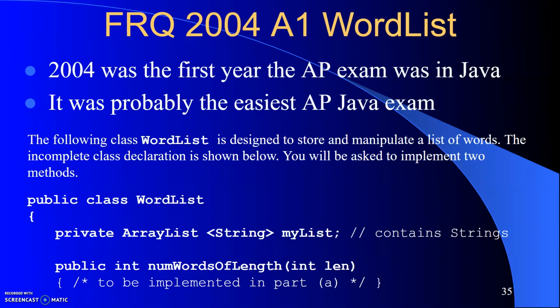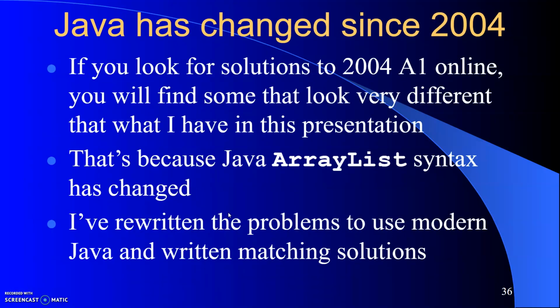So our first FRQ is from the 2004 exam. That was the first year the exam was in Java. It was kind of a softball that year because it was a new language. I think that was the easiest FRQ ever. So we've got this WordList, and pay attention here, we've got an ArrayList, and we're going to write a couple of functions that goes through that ArrayList.